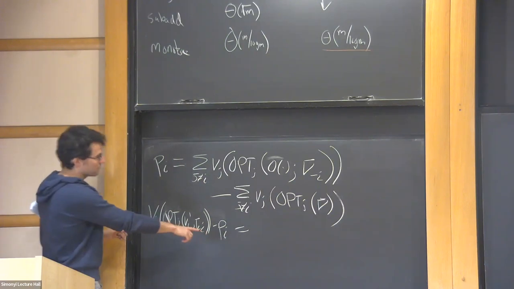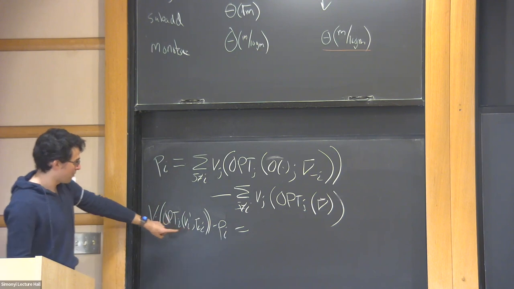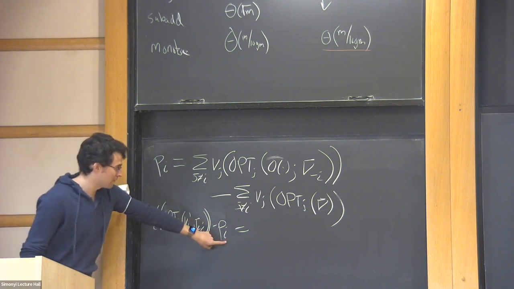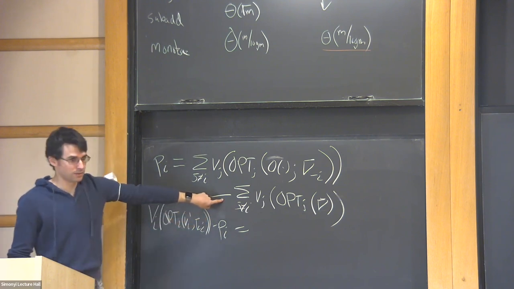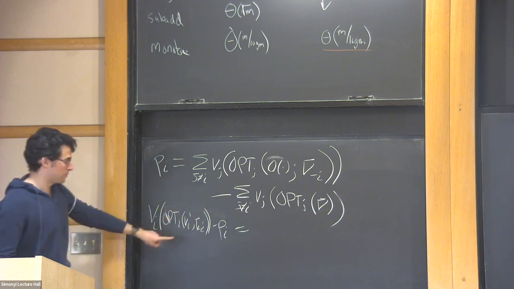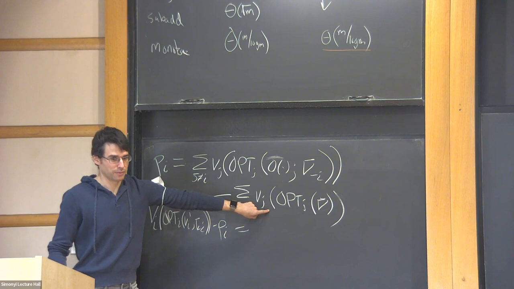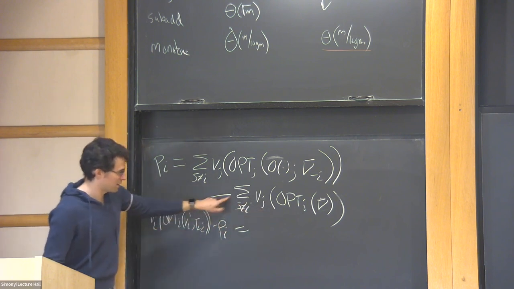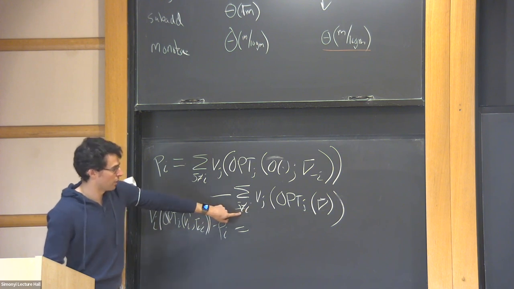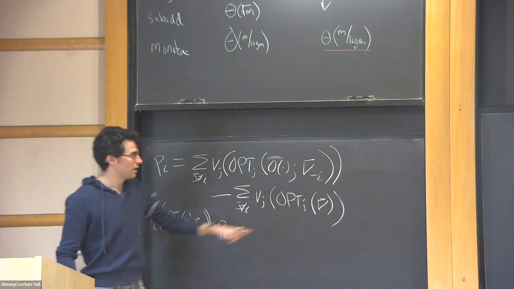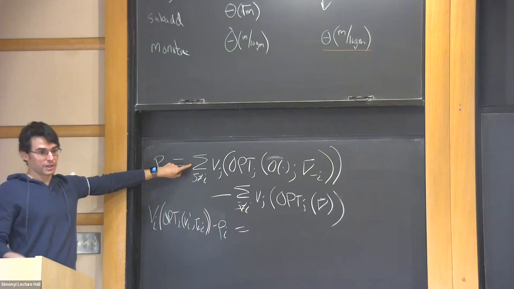Maybe I was a little bit ambitious squeezing it all into two thirds of a board, but when I subtract PI, I'm going to get this minus negative this. The thing to observe is that this is just like the missing term from here. So this minus negative this is just going to turn into the sum over all j of vj of this. And then this term has nothing to do with vi. This term is just fixed.